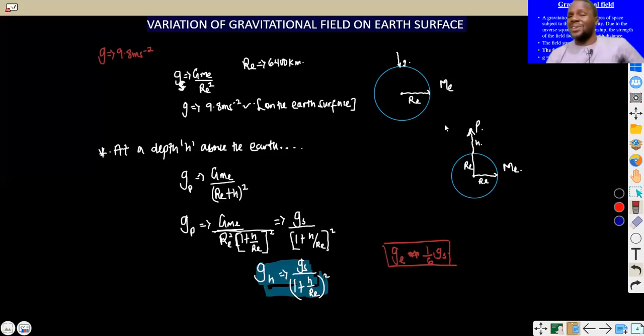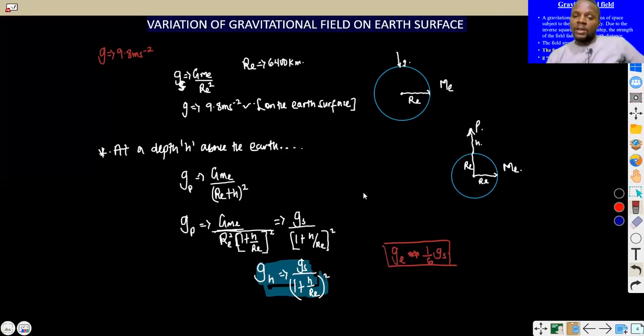We can also consider another situation, because it's not stated in the syllabus. We can talk about another situation whereby you are going down to a particular depth. Maybe somebody is actually going down to a particular depth under the Earth. We can also classify that and look at the relationship.